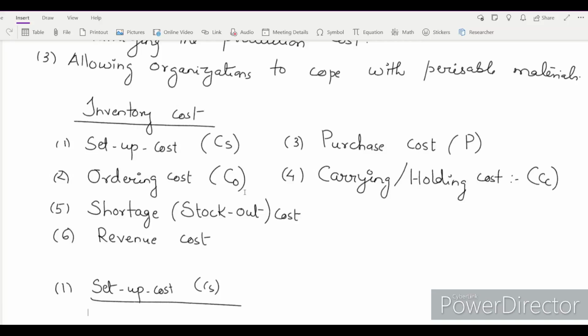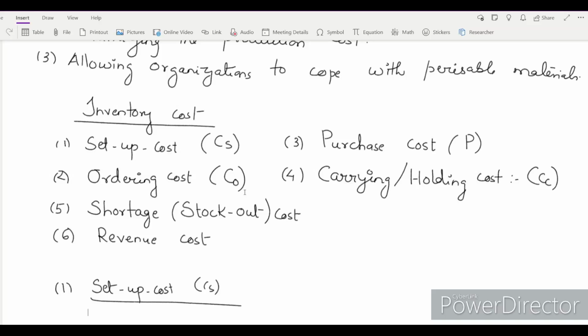That includes your carrying cost. Then taxes, then so many other things, furniture and everything else you require. And even you have to pay the person who is taking care of your inventory goods. So these things include your carrying or holding cost.